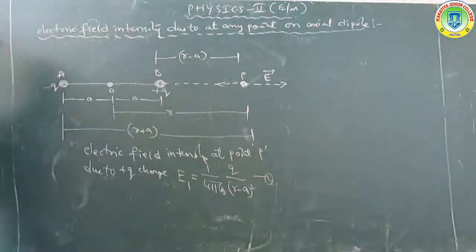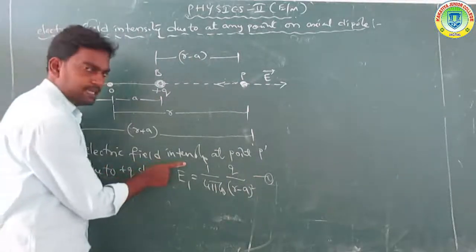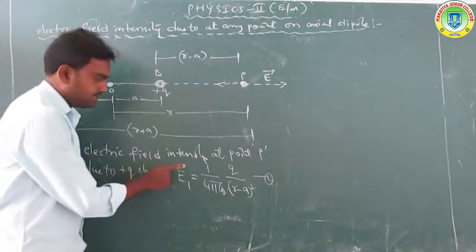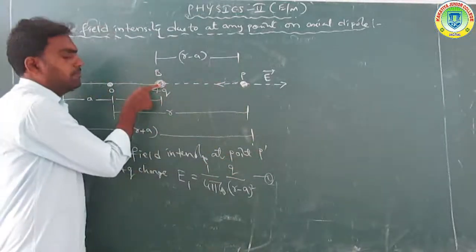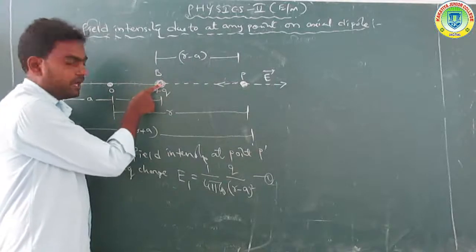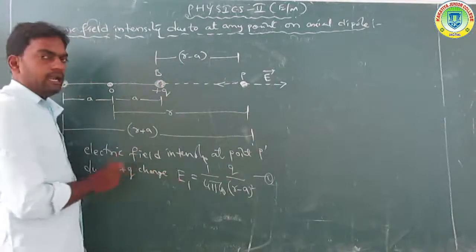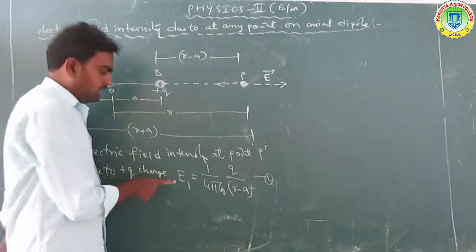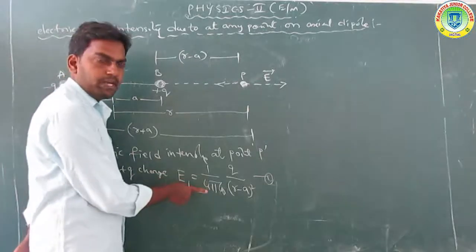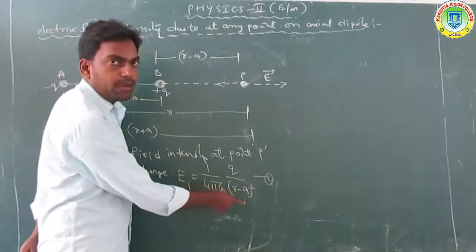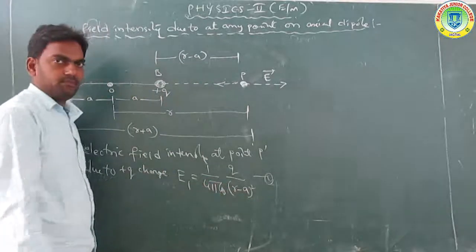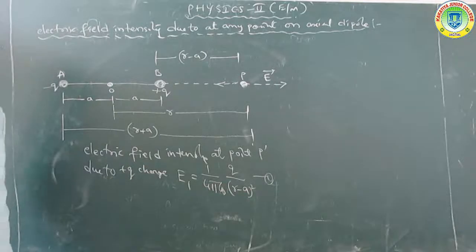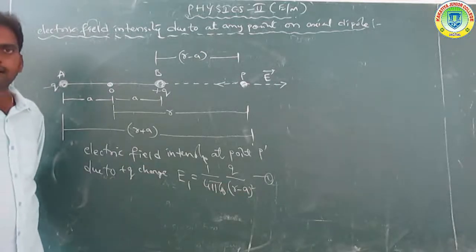So the electrical field intensity at point P due to the plus Q charge is E1 equal to 1 by 4 pi epsilon Q by (r minus a) square, where (r minus a) is the charge to point distance. Okay, clear that, got it.